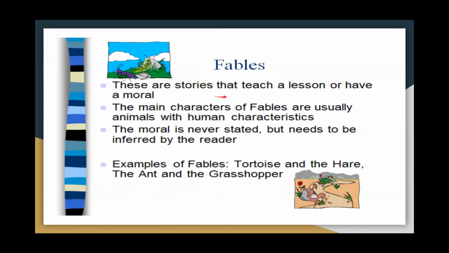Fables. These are stories that teach a lesson or have a moral. The main characters of fables are usually animals with human characteristics. The moral is never stated, but needs to be inferred, which means that you have to figure it out by the reader. Examples of some fables are the tortoise and the hare and the ant and the grasshopper.